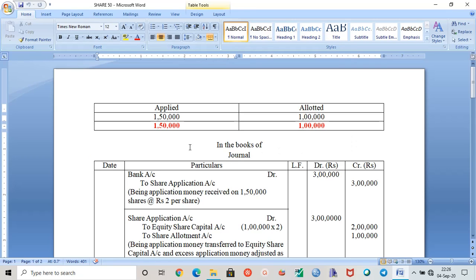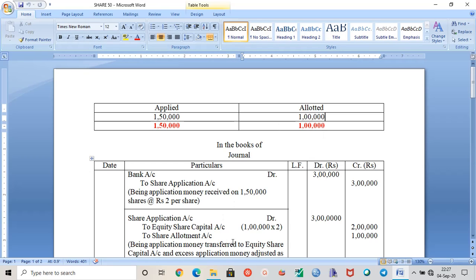Okay, students, now we are in question number 50. So this is very simple. The company had issued 1 lakh shares, but they received applications for 1 lakh 50,000 shares. So no shares are rejected here. The entire number of shares were given pro rata allotment. So we have an excess of 50,000 shares here.